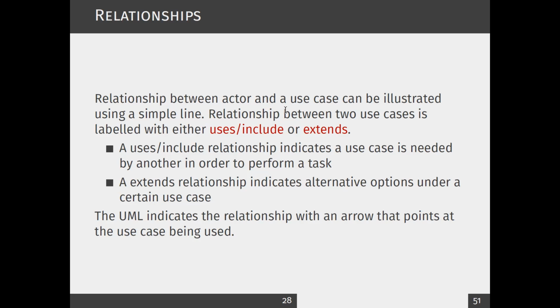Now, when you say uses, it indicates a use case is needed, so you need it to perform a particular task. When you say include or uses, we need that relationship to perform a particular task. But when you say extends, it means alternative options. For certain use cases, there could be some alternative options. And then the arrow will indicate which use case is actually being used.